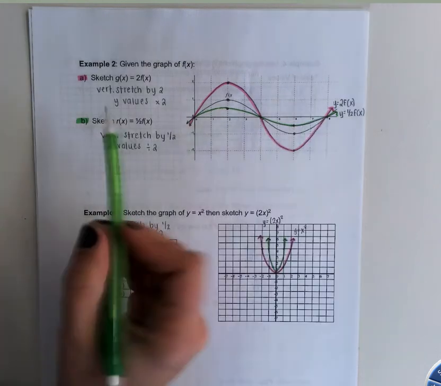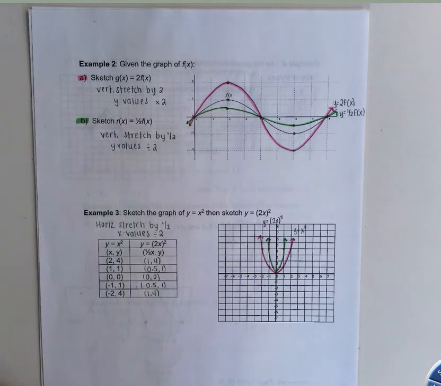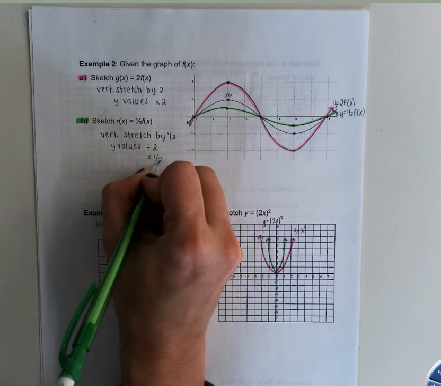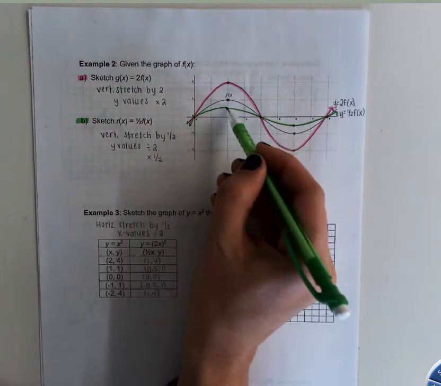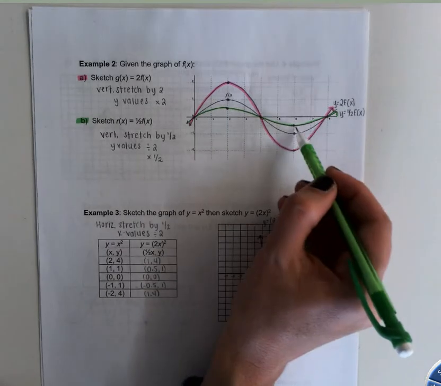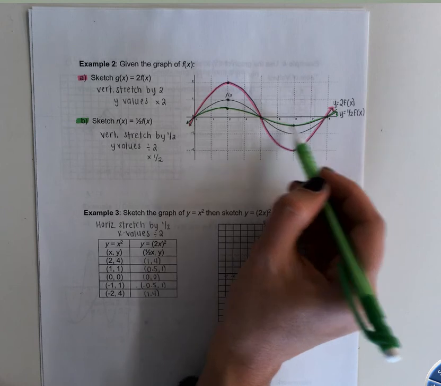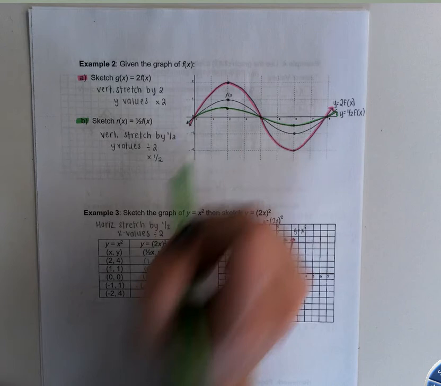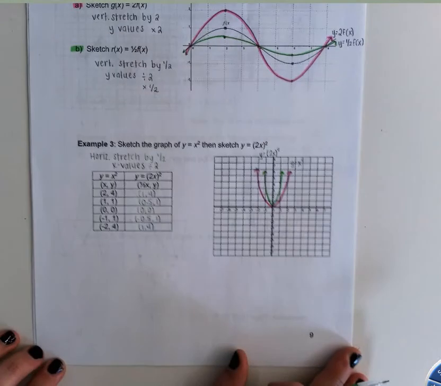And for B, we've got half of f of x, so it's a vertical stretch by 1/2, and we take our y values and divide them by 2, or again, think of it as multiplying by 1/2, either or. So these y values here shrink down to 1/2 and -1/2. Notice when I do these vertical stretches that the x values aren't changing. None of these points are moving from left to right. They are only moving up and down. It's because this is only a vertical stretch. In example 3, we've got a horizontal stretch.